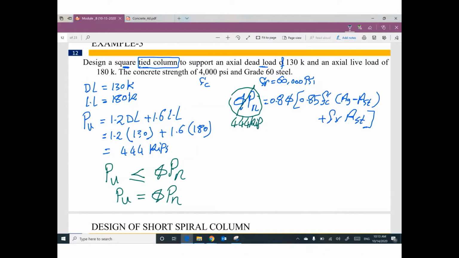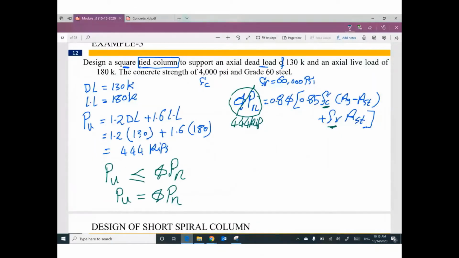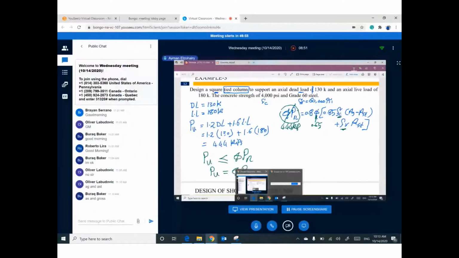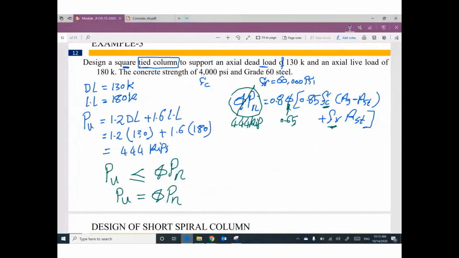But on the right side, we have two unknowns right now. Do you know what the unknowns on the right side are? f'c is given. fy is given. Phi equals 0.65. So what are the unknowns? Yeah, area of concrete and area of steel. That makes sense. So how can I solve an equation with two unknowns?